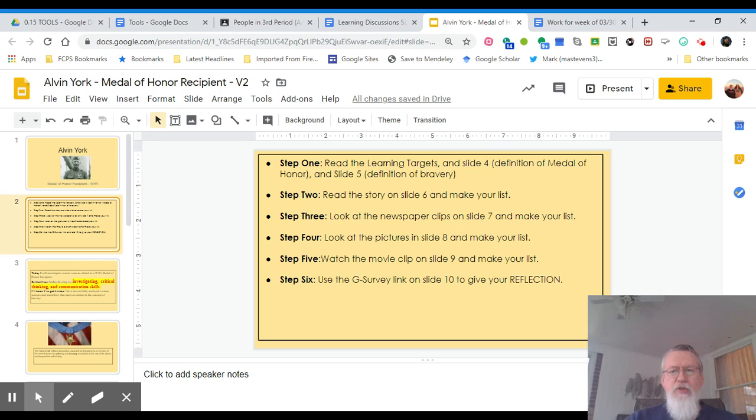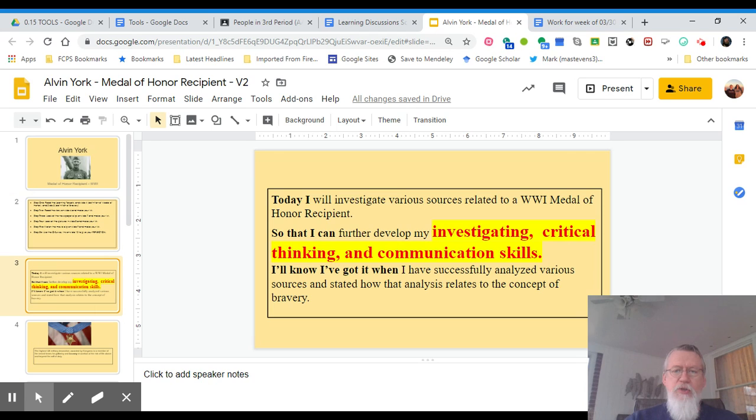But you see, the first part is you read definitions on slides 4 and 5, just to start centering yourself, and the learning targets on slide number 2. And the biggest thing for you to get from the learning targets is that you are indeed focusing on investigating, critical thinking, and communication skills.